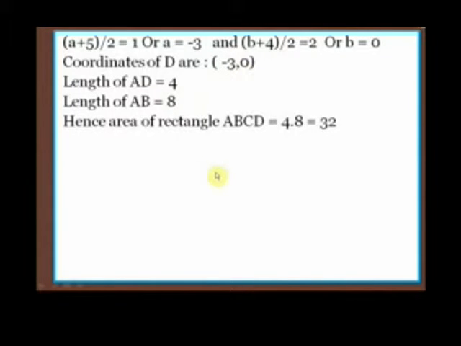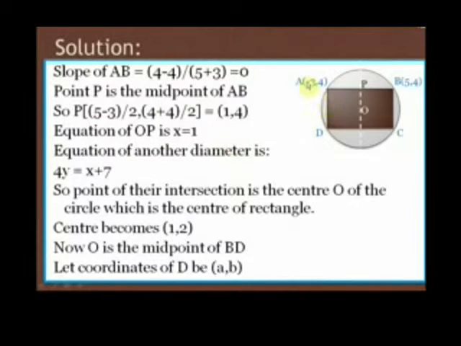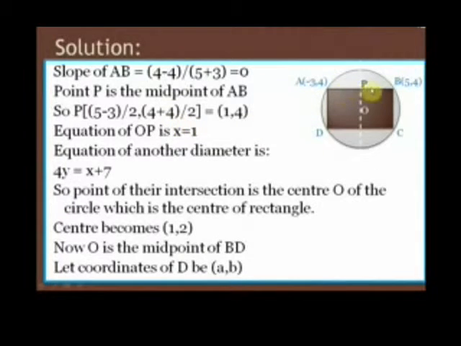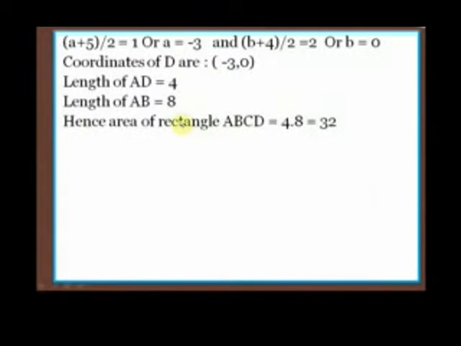Now the length of AD is equal to this distance, which is nothing but equal to 4. The length of AB is this distance, which is equal to 8. Hence I can say that the area of this rectangle ABCD is equal to 4 into 8, which is 32. So the area of rectangle ABCD is 32 units.